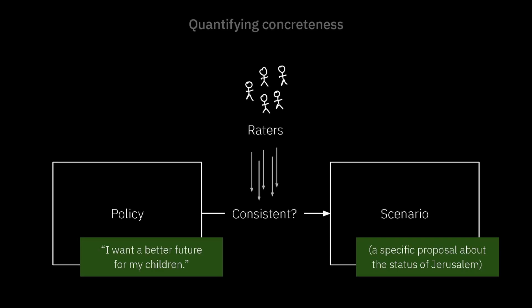So just to go back to that example again, if the policy is, I want a better future for my children, everyone might agree with that in the abstract, but when you ask them to actually decide, is that policy consistent with a particular future, a particular status of Jerusalem in the future, people on both sides of the conflict are going to disagree about whether that policy and that scenario are consistent.